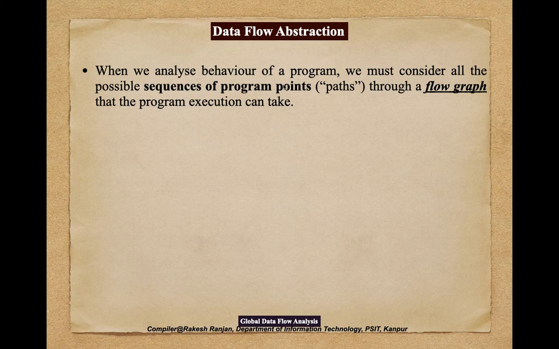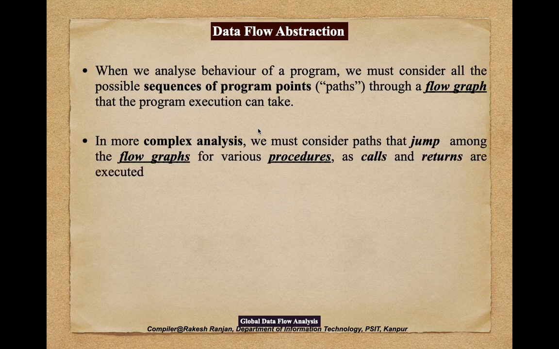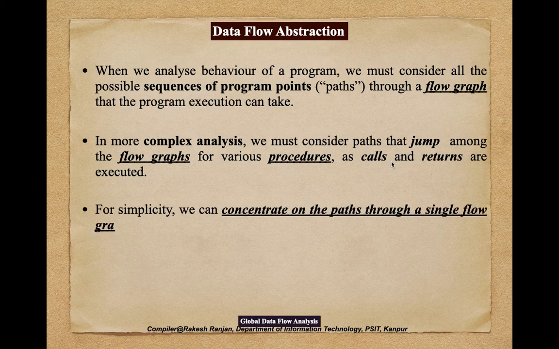When we analyze the behavior of a program, we must consider all the possible sequences of program points through the flow graph that the program execution can take. In more complex analysis, we must consider paths that jump among the flow graphs for the various procedures, such as call, return, etc. For simplicity, we can concentrate on paths through a single flow graph for a single procedure.